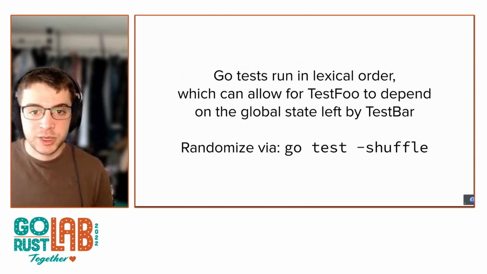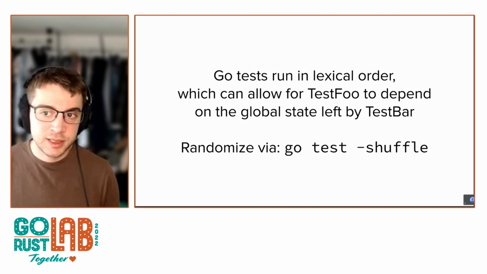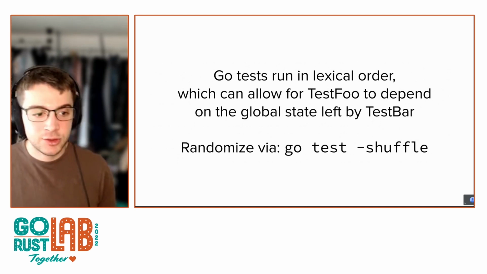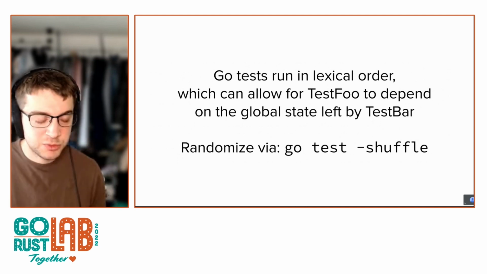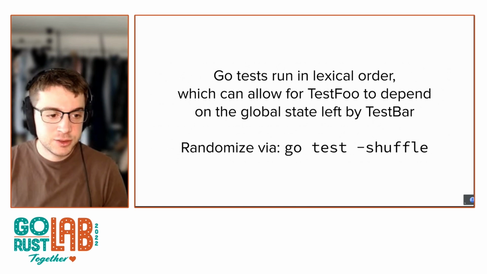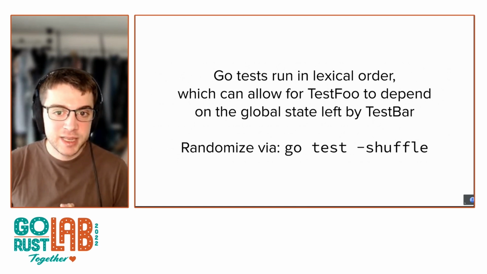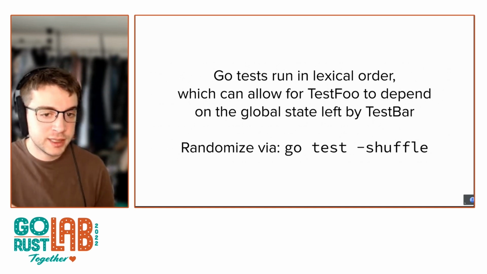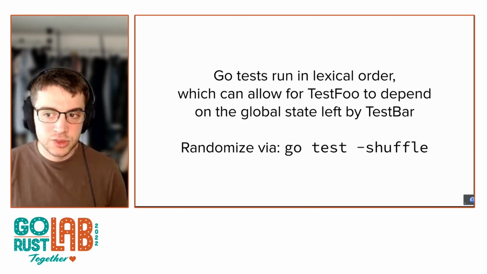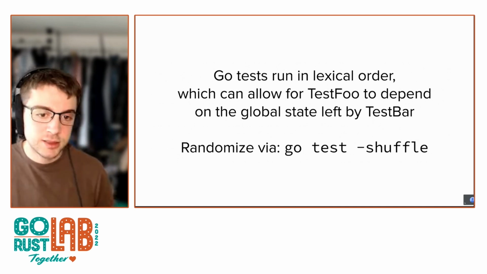Another example is that when you run Go test, it runs your test functions in lexical order. So for example, test foo would run after test bar because the B comes before the F. This can allow for side effects to creep in. You could, for example, have a case where test foo only passes because it depends on some global state left behind by test bar. And you might never notice unless you do something like run test foo on its own without anything else.